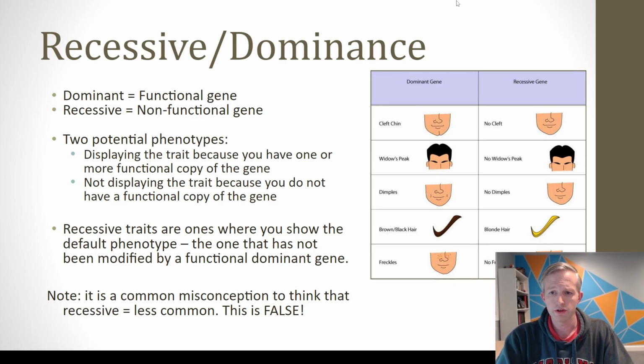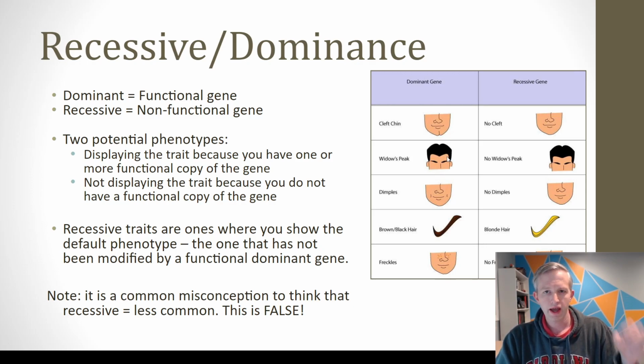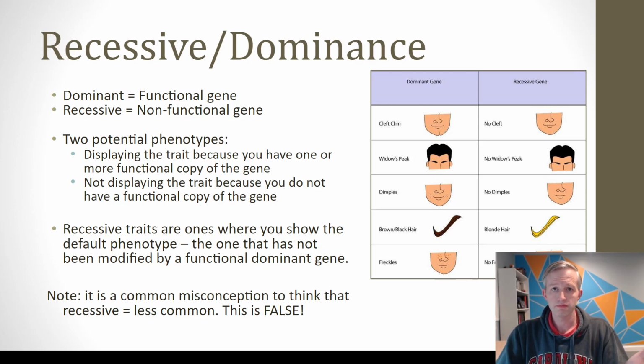And so that's why, if you look down this list, these are really good examples to help you to understand, because in each one, it's kind of like you have the gene that does the thing, or you don't have the thing because you don't have an allele that causes it.